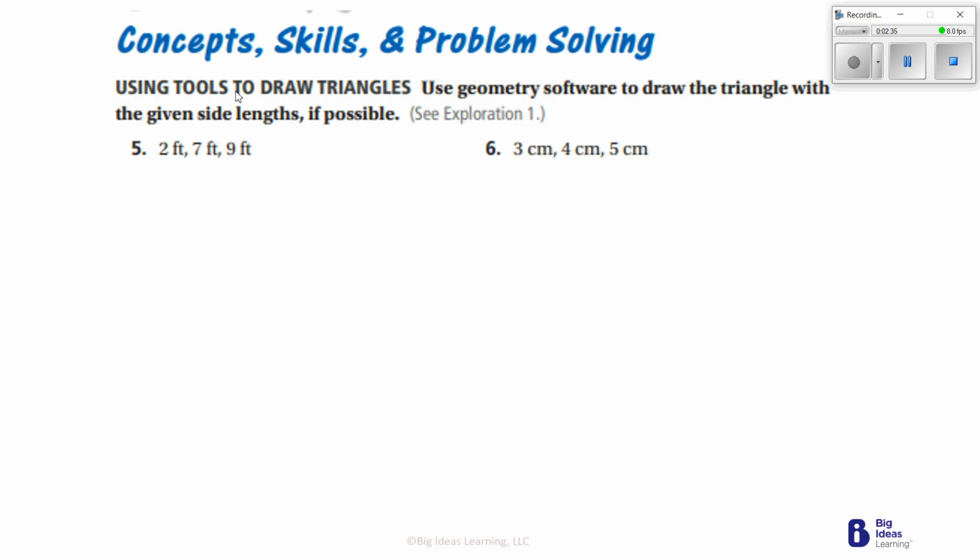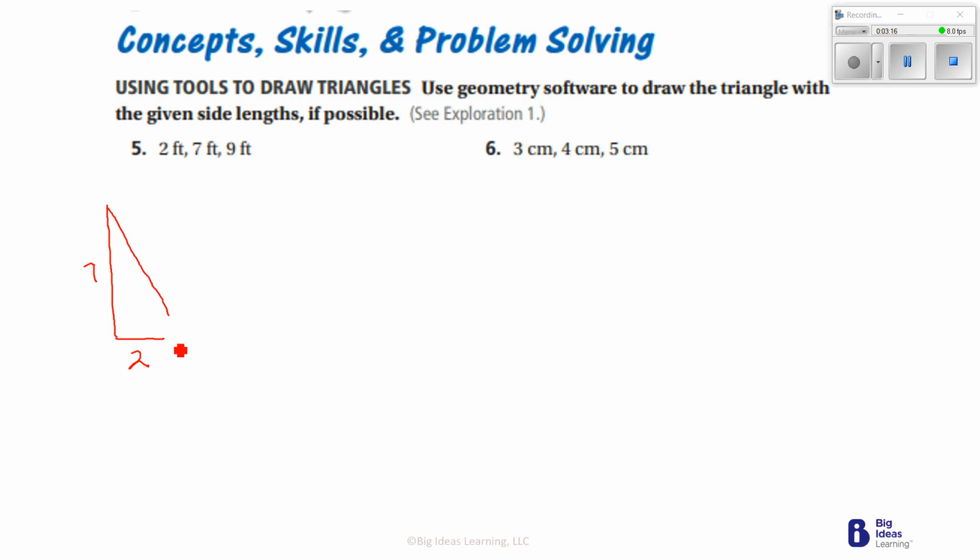Number 5 says using tools to draw triangles, use geometry software to draw the triangle with the given side lengths if possible. Well, we're not going to use geometry software. We can't give everybody that software at home, so I'm afraid this isn't going to be possible. We're just going to do it by hand here. We got 2, 7, and 9, which tells me we'll have 2, we will have 7, and it says 9.